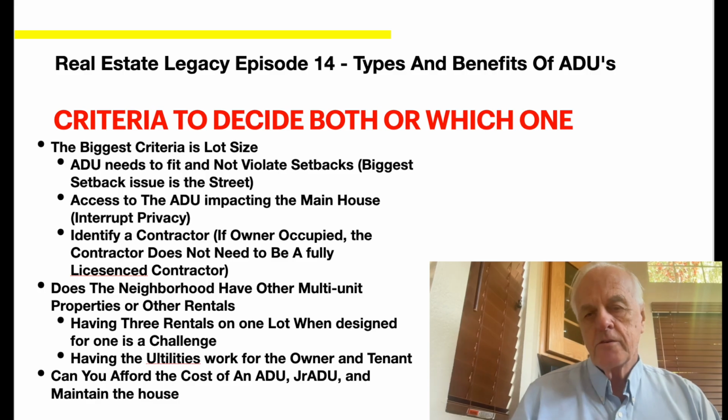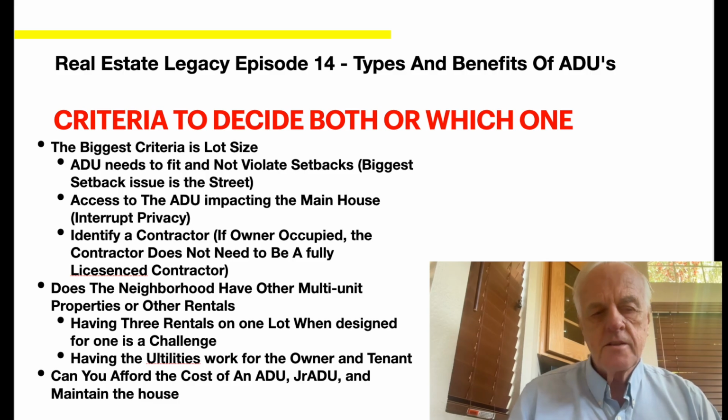Identify a contractor, and if you happen to be owner occupied, that means that you don't need to have a licensed contractor. You're still going to have to follow all of the code and the permits, so you need to do that, but they don't have to be a fully licensed contractor, and that can save you some money.